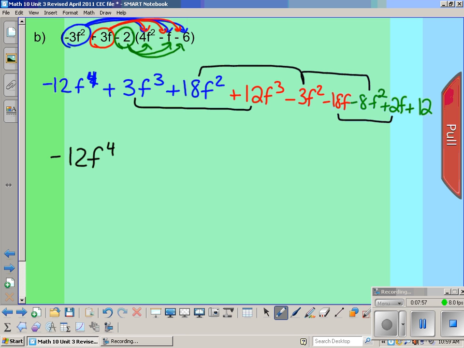3f cubed plus 12f cubed is 15f cubed. 18f squared minus 3f squared minus 8f squared will give us 7f squared. Negative 18f plus 2f will be negative 16f plus our constant of 12. And that is expanded and simplified.